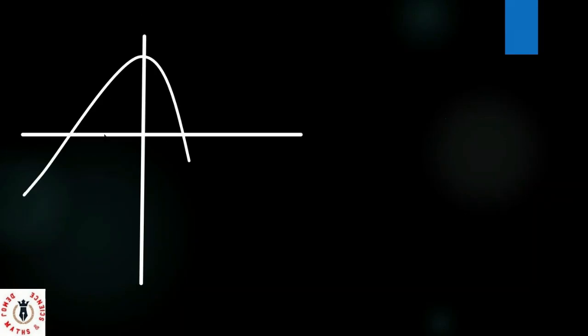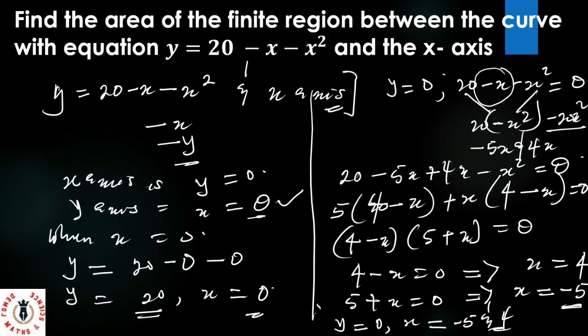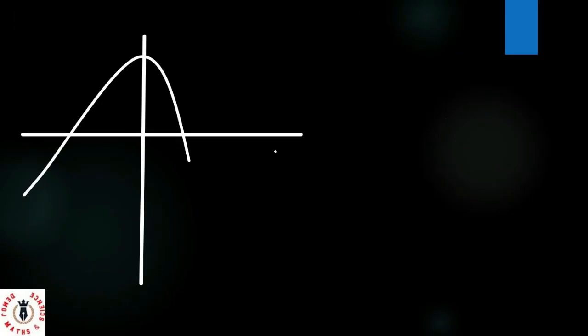Remember, we got the values: when x is equal to 0, y is equal to 20. That is, my curve is crossing here at 20. And when y is equal to 0, x is equal to minus 5 and 4. The finite region we're looking for is the region bounded by the x-axis and the curve, and it's going to run between 4 and minus 5. Like I explained, it's an application of integration, so to find the area bounded by this curve, we'll use integration.